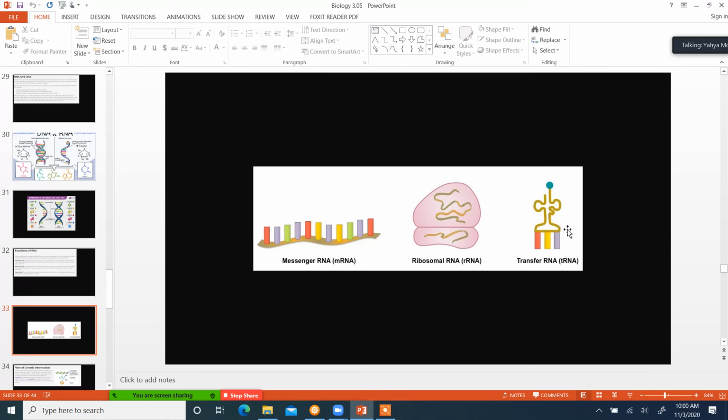And then let's look at transfer RNA. Transfer RNA transfers something, right? You notice this blue dot at the top. What is this blue dot? This is an amino acid. Every transfer RNA has a different kind of amino acid. For every three bases, there's a code for one kind of amino acid. We're going to take a look at how all this is put together.